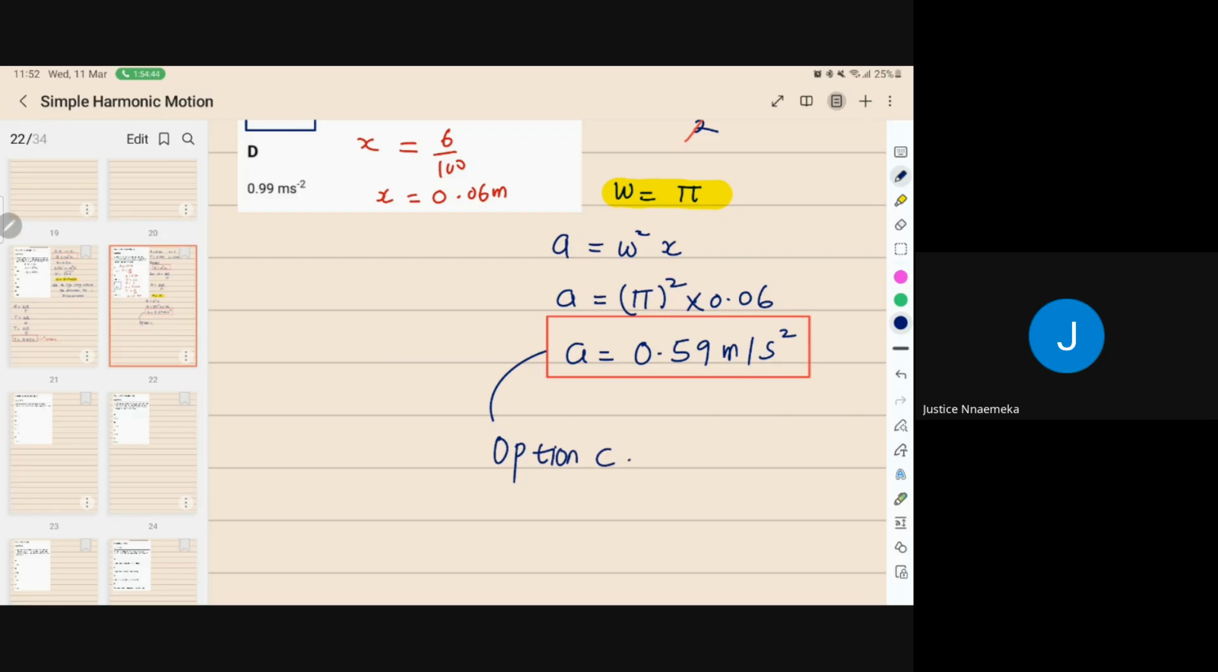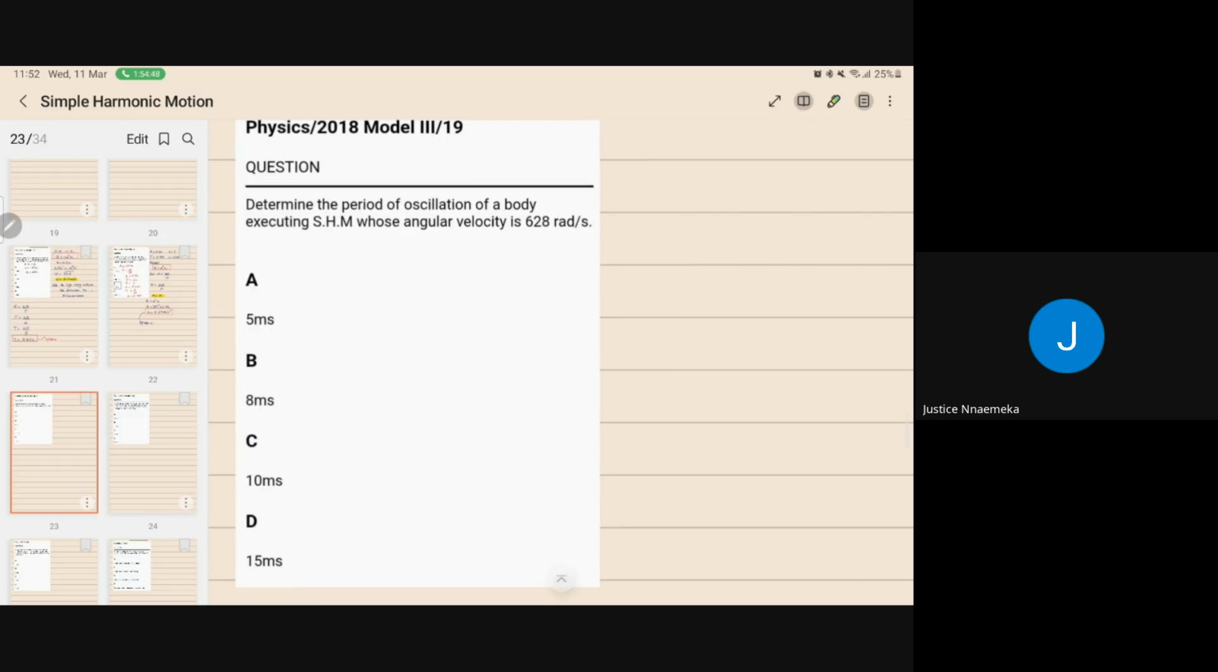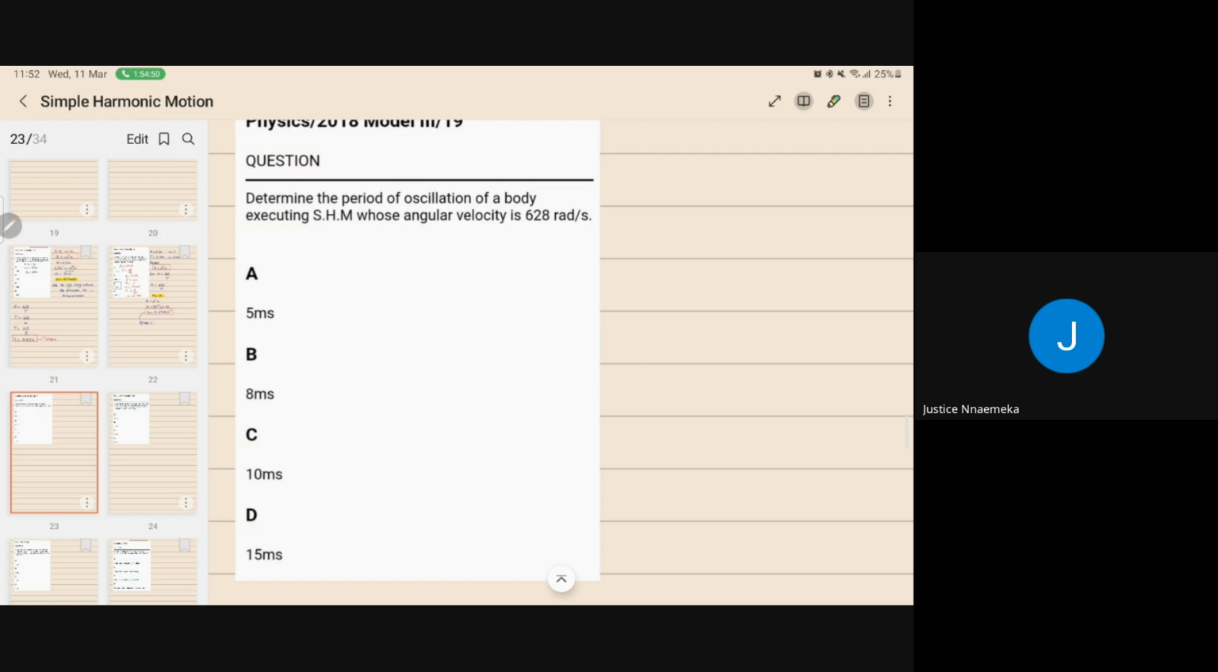When I look at the number of questions remaining, I just get tired. So now the next one is: determine the period of oscillation of a body executing simple harmonic motion whose angular velocity is given. Can we try this one, please? They're asking for the period of a simple harmonic motion, but they've given you the angular velocity. That's omega. Can someone just try that out, please?